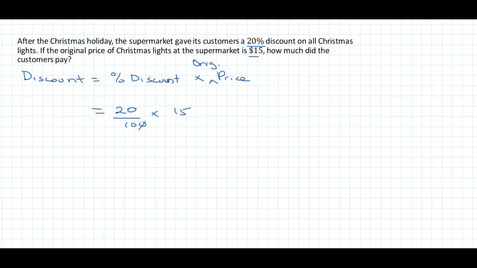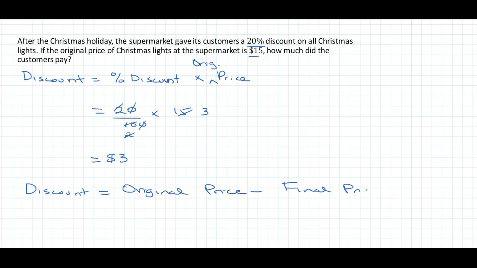So I'm going to cross this out here, and then 10 divided by 5, I have 2. 15 divided by 5, I have 3. 2 divided by 2, 1. So this is going to be a $3 discount. So what is the final price? So remember that discount is going to be original price minus final price. So our original price is $15. Our discount is 3. We don't know what the final price is, so let me call that F.